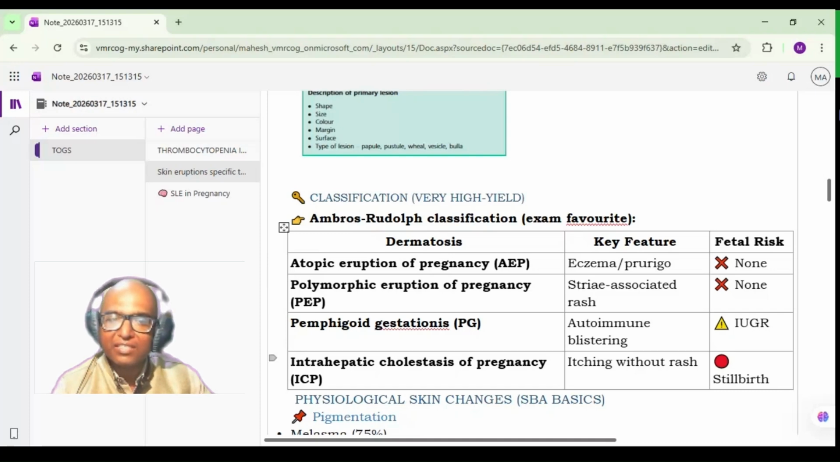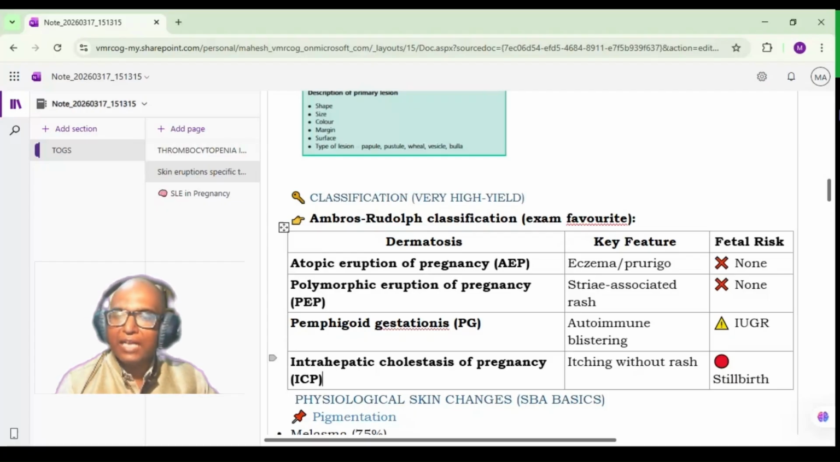Okay. Then next is ICP. This also has the fetal risk of stillbirth and other complications. And there is a separate talk on the intrahepatic cholestasis of pregnancy, so we will go more into the details of this along with the GTG discussion. Okay. So in ICP, generally there is itching without rash.